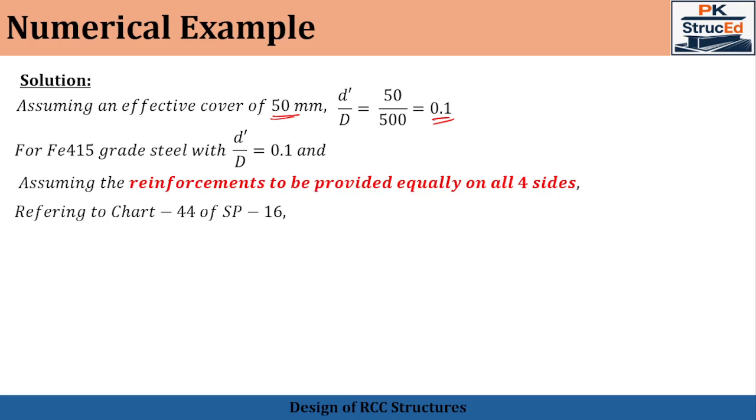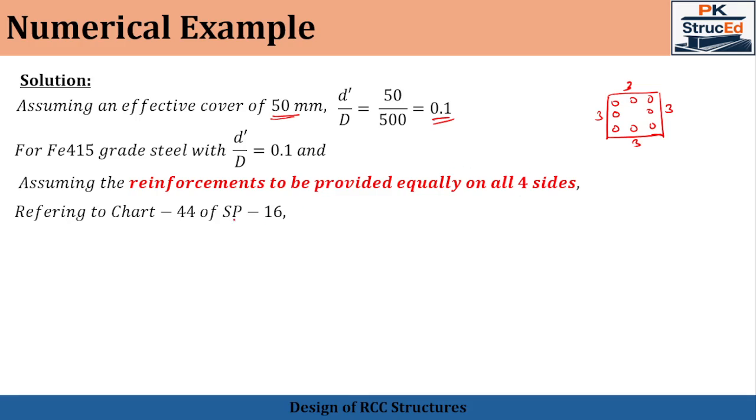So with this 0.1, for a grade of Fe415 steel and d dash by D of 0.1, we are going to assume the reinforcement is provided equally on all four sides. Let me assume I have a column like this. Whatever number of bars you provide, all the sides should have the same numbers. In this case, this side we have 3, this side 3, this side 3, and this side also 3. It is not only the numbers but also the area of the reinforcement.